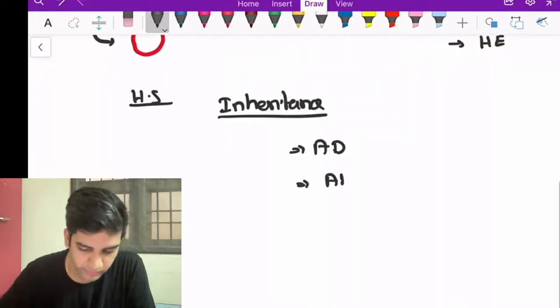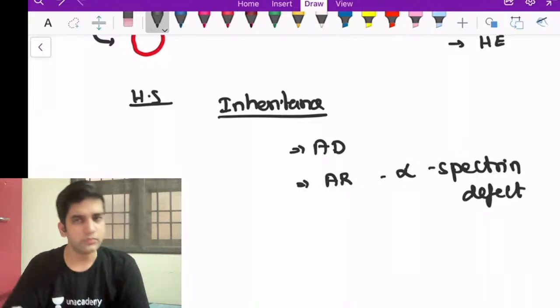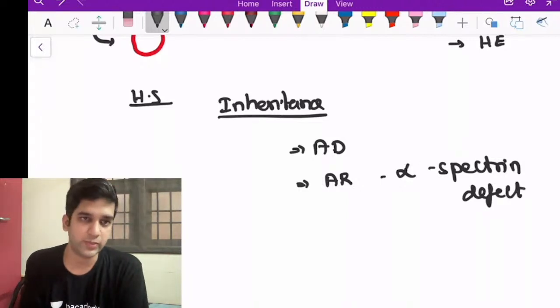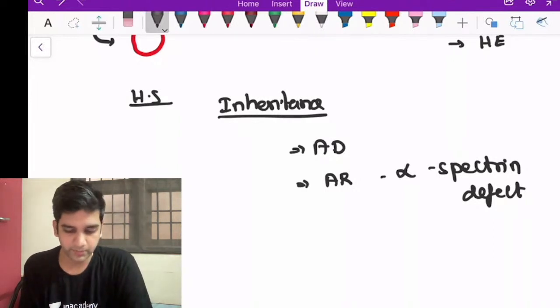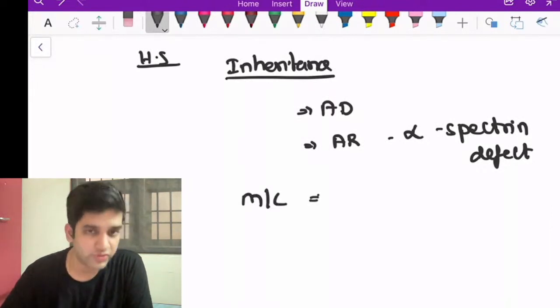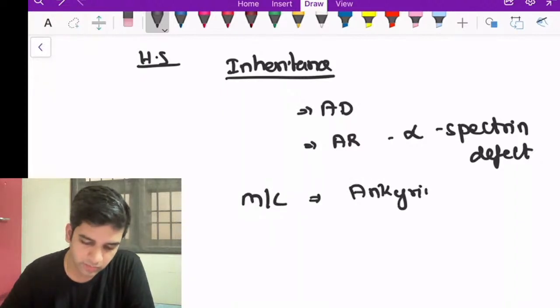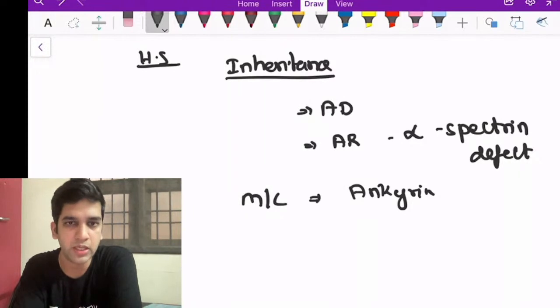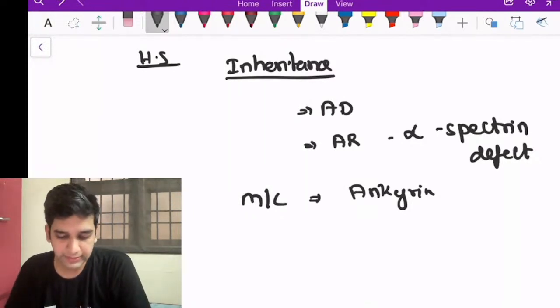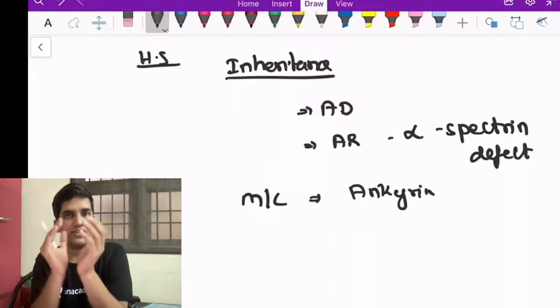I do have autosomal recessive inheritance also. It is an alpha spectrin defect. An alpha spectrin defect will have autosomal recessive inheritance. Rest everything is going to be autosomal dominant only, right? So we know about this inheritance. The most common mutation in hereditary spherocytosis is ankyrin. Ankyrin is undoubtedly the most common mutation in hereditary spherocytosis, right? Okay. Band 4.2, band 3 or spectrin, all of them will cause the same effect. Our ultimate goal is that everything becomes spherical.